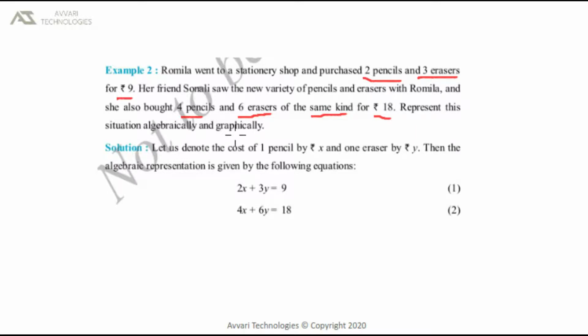Let us take a look at the graphical method. Now let us denote the cost of one pencil by x rupees and the cost of one eraser by y rupees. Then we can represent the equations algebraically as follows: 2x plus 3y is equal to 9, 4x plus 6y is equal to 18. Here x denotes pencil and y denotes eraser.